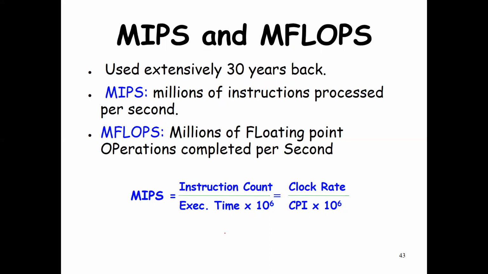Similarly, there is another method to measure the performance, which is MIPS and MFLOPS. MIPS stands for millions of instructions per second, and MFLOPS stands for millions of floating point operations per second. MIPS is calculated something like this: clock rate by CPI into 10 to the power 6. Clock rate is cycles per second, and CPI is cycles per instruction. That is what MIPS is.